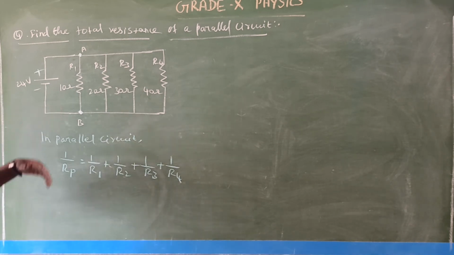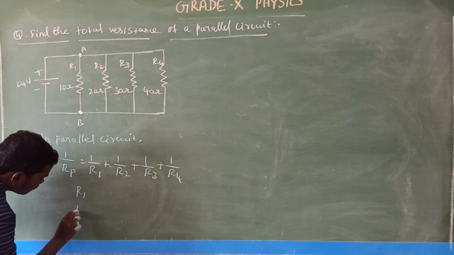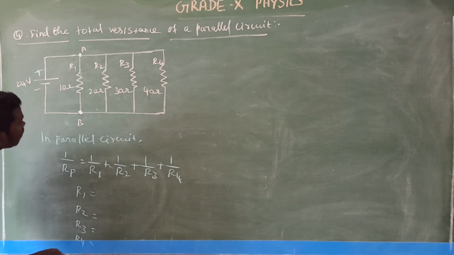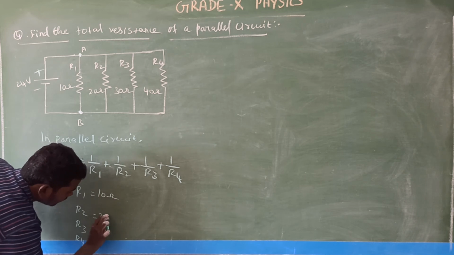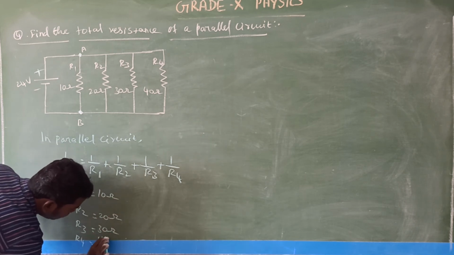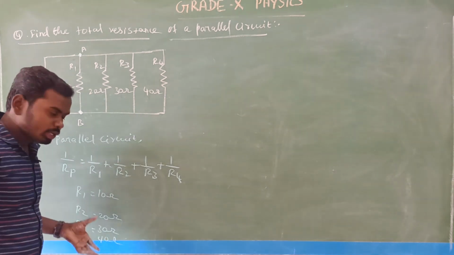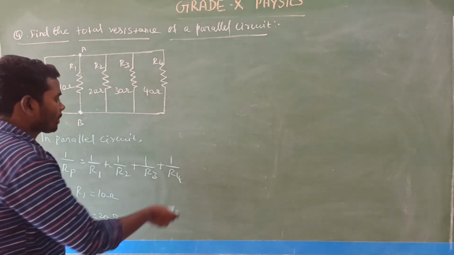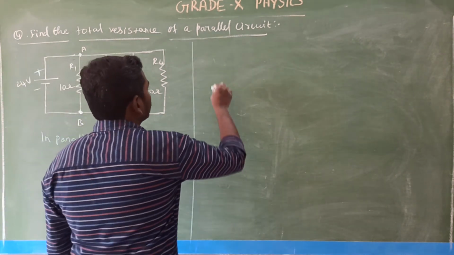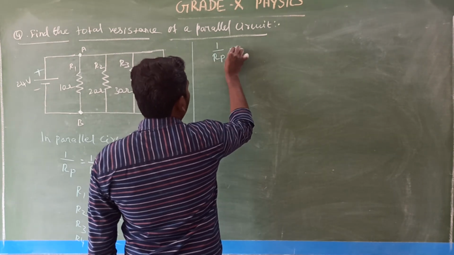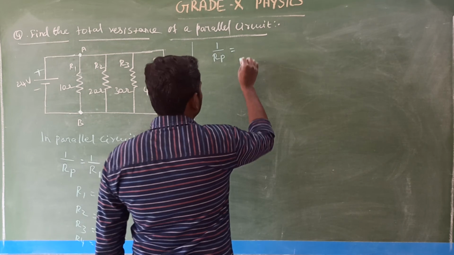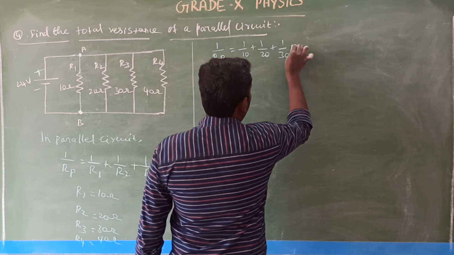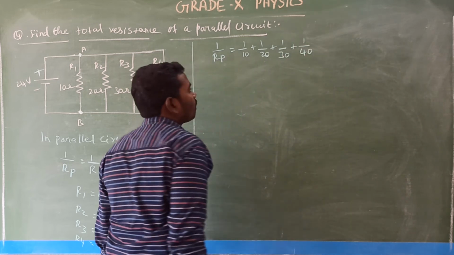Okay, so now you write all the values. R1 value how much, sir? R1 is 10, R2 20, R3 30 and R4 40. Now substitute all these values in this formula. So the total resistance 1 by Rp is equal to 1 by 10 plus 1 by 20, that is R2, then 1 by 30, that is R3, 1 by 40, that is R4. That's all, students.